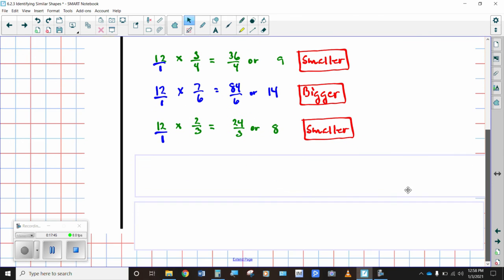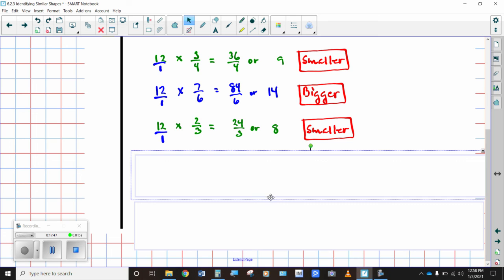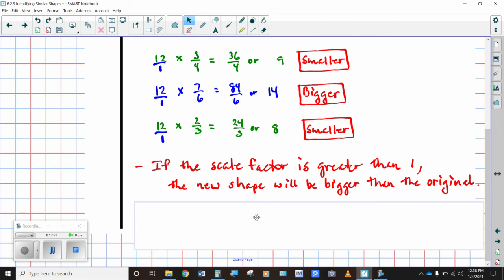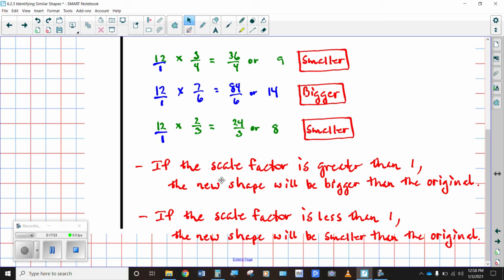So what do we take from this? Nothing really that I haven't stated before, but it is absolutely essential that we understand this. If the scale factor is greater than 1, your new shape will be bigger than the original. If the scale factor is less than 1, and when I say less than 1, I'm talking about the absolute value, right? So a scale factor between 0 and 1, you're going to get a new shape that is smaller than the original. All right?